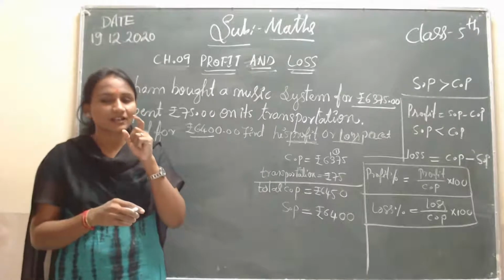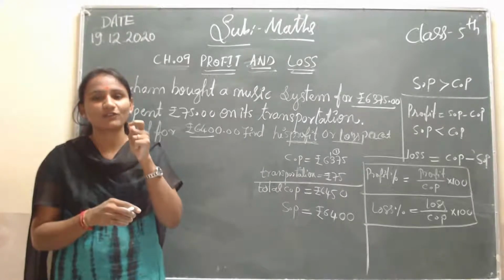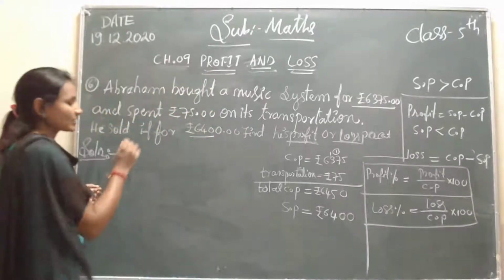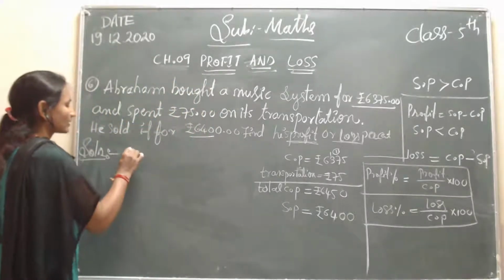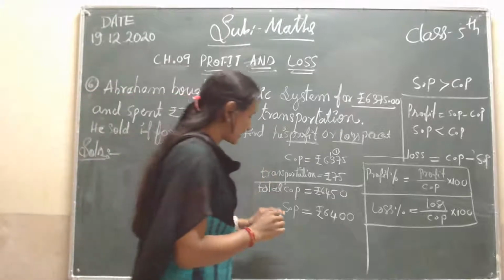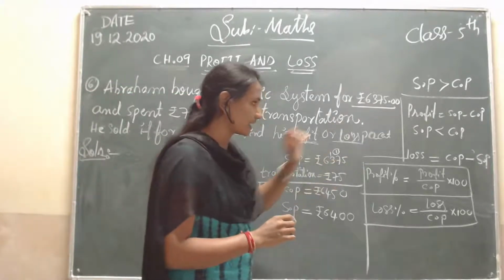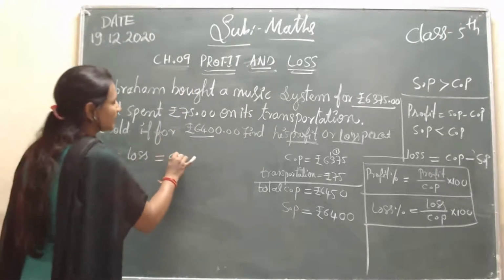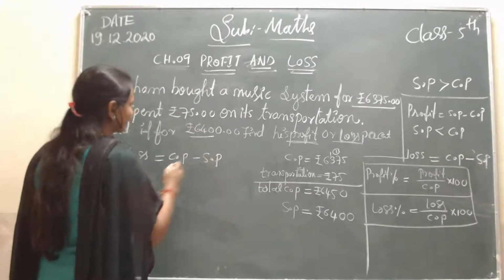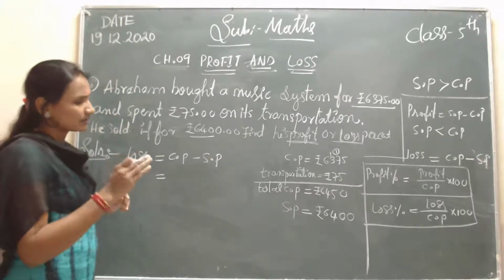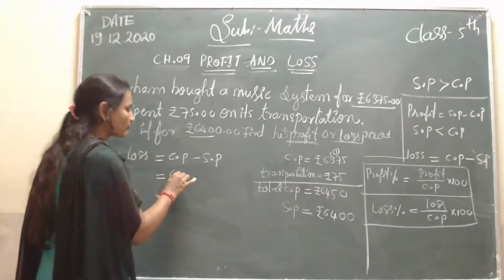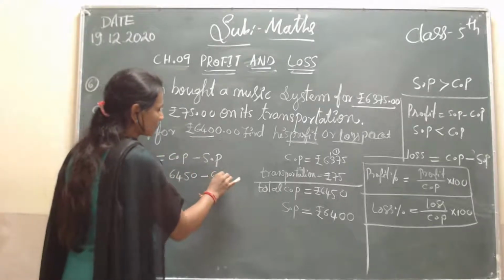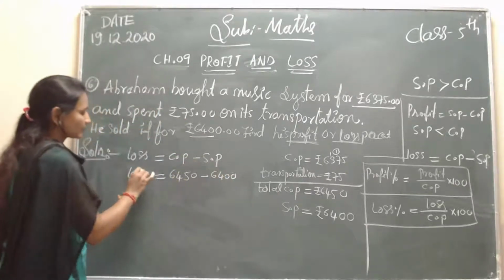Because you have to calculate the percentage of the loss, first you have to write the formulas. The profit is equal to, comparing the CP and SP. So this is a loss, which means you have to write the formula. Loss is equal to CP minus SP. What is the CP? 6,550 minus SP, which is 6,400. So what is the loss?